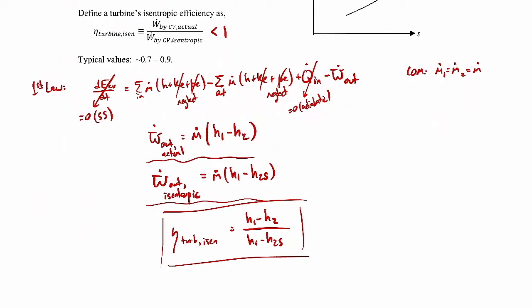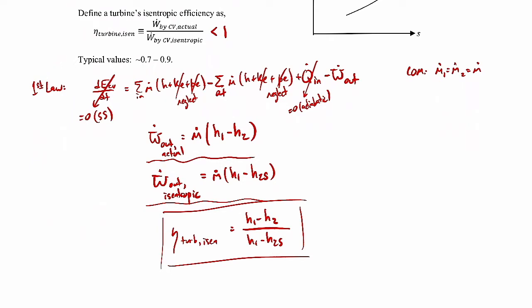Now, to find h1 and h2 and h2s, typically you generally know what the inlet conditions are. So h1 is often known. You usually know the incoming pressure, the incoming temperature, so you could calculate or use property tables to find h1. For h2, often we get a measurement of what the outlet conditions are. So we might know the pressure and temperature at the outlet. So h2, again, we could look up from property tables. h2s, that one's a little trickier.